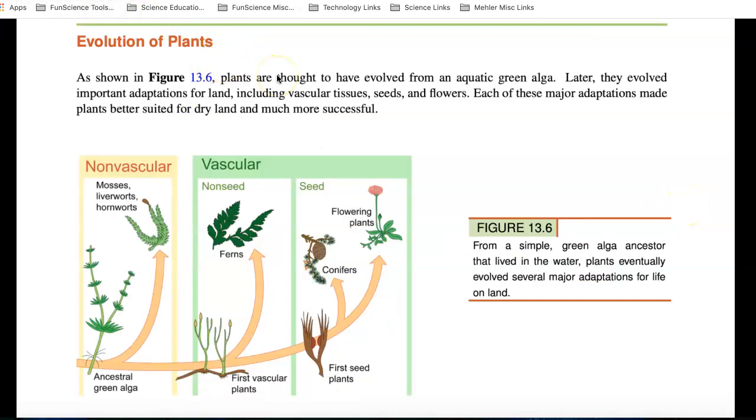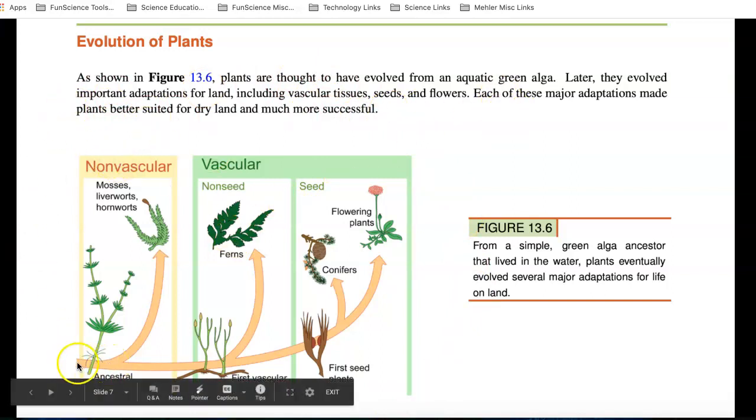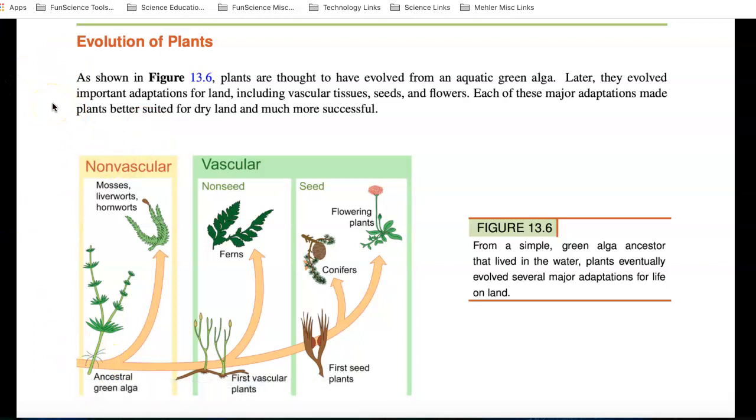So now we're going to talk about the evolution of plants, and this diagram that we have right here is really important. And if you look down here where it says ancestral algae, this means that all plants evolved from plants that started in the ocean. And the first land plants were non-vascular. That means they didn't have any of these tubes running inside. And the most accessible plant, you probably have seen mosses before. Liverwort and hornwort are also simple non-vascular plants, which were the first to evolve.